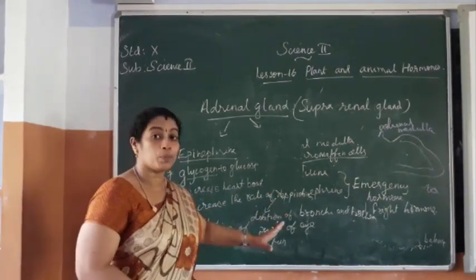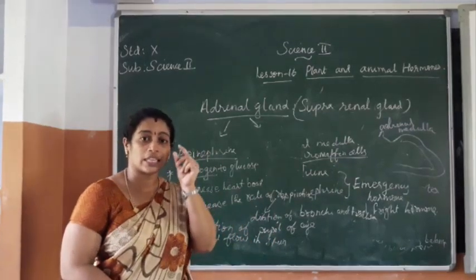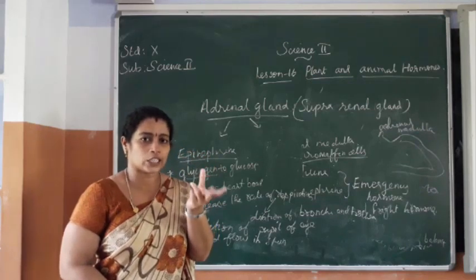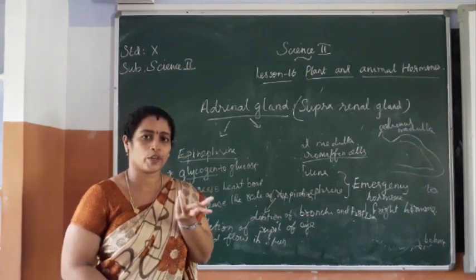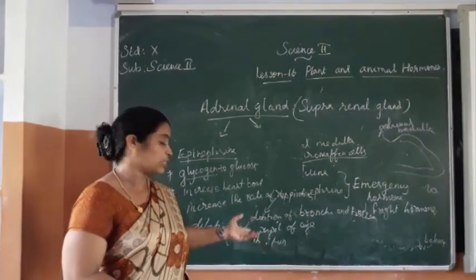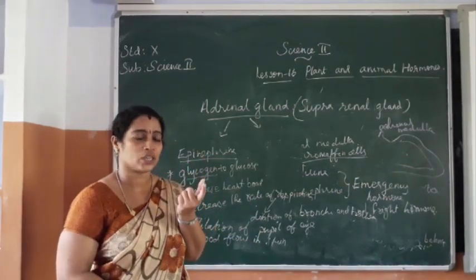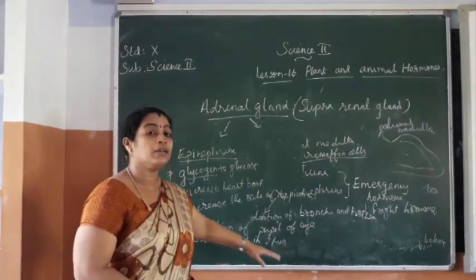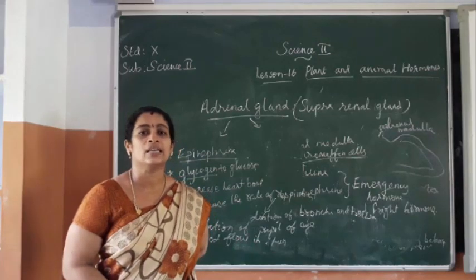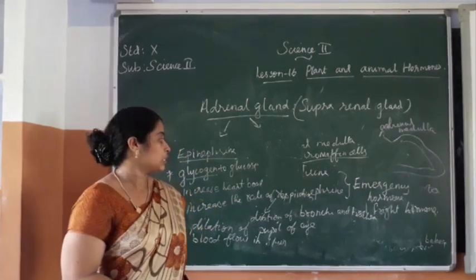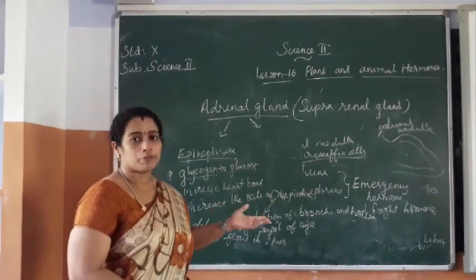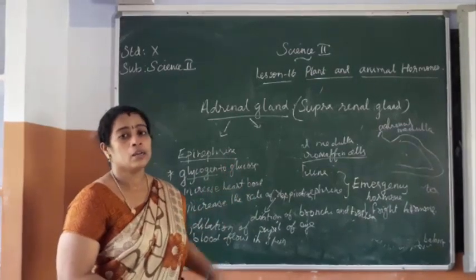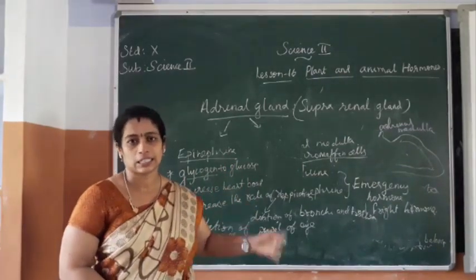The dilation of pupil of eye. The eyes will get expanded when you are in tension or something. What happens? Your eyes will get dilated. That is also caused by the epinephrine. The next one decreases the blood flow in skin. It will decrease the flow of blood to the skin. So these are the functions of epinephrine. Norepinephrine is also similar, having similar functions. Both epinephrine and norepinephrine have similar functions.